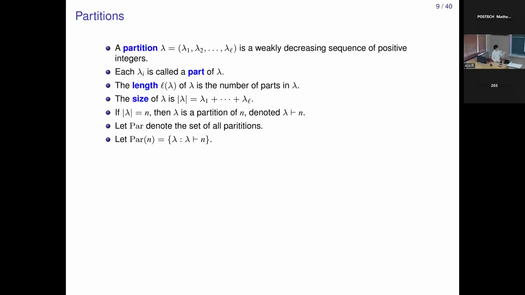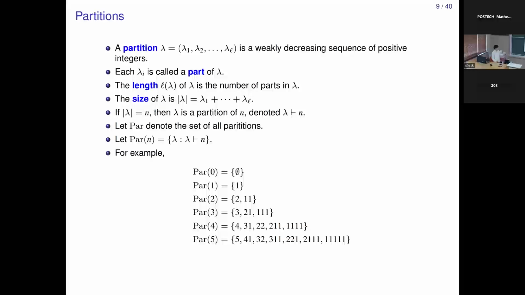For example, the empty partition is also considered. It's a partition of 0. This is the only partition of 0. Par of 1 is this, and so on. Here this is just the sequence 1, 1, and for brevity, I wrote it this way.